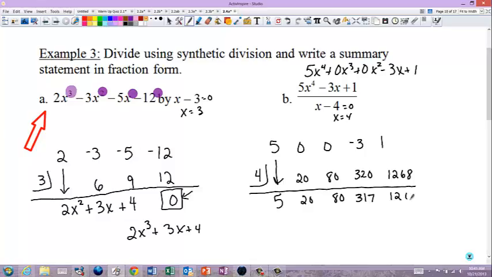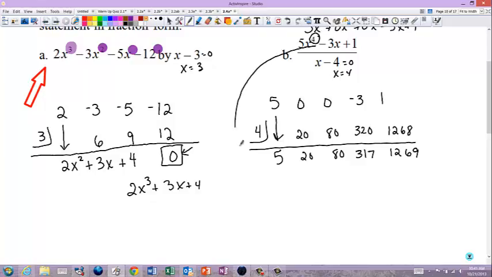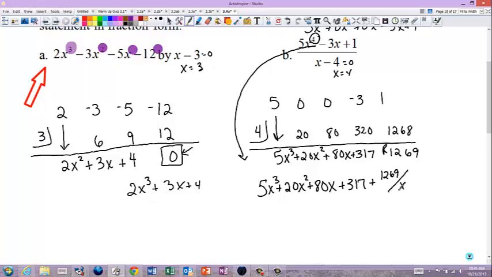So 1269. I feel like I need to double check my math here. 5 times 4 is 20. 20 times 4 is 80. 80 times 4 is... No, I'm pretty sure that's right. So because this was a fourth, I'm going to come down. This is going to be a third, a squared, an x, and then this is my remainder. So I would write it as 5x to the third plus 20x squared plus 80x plus 317 plus 1269 over x minus 4.